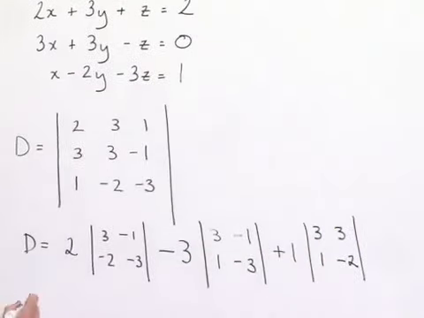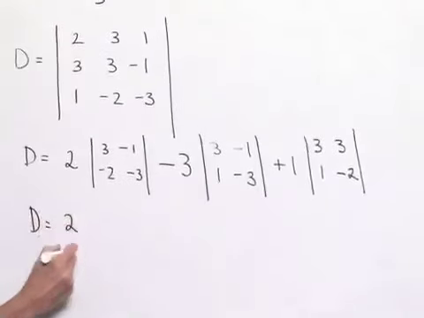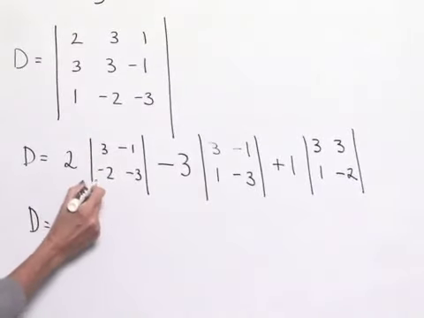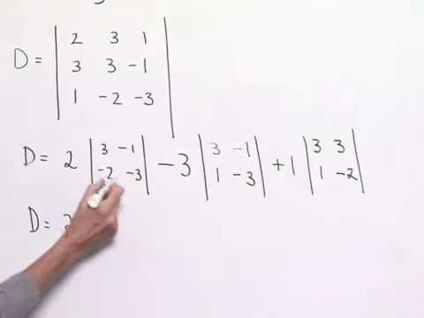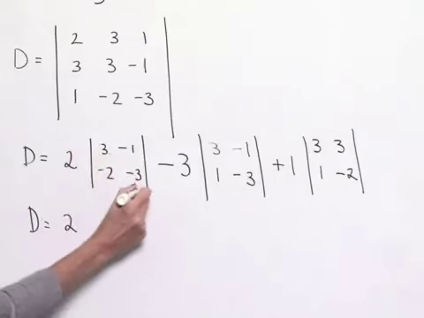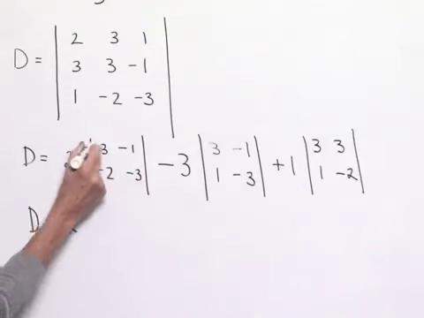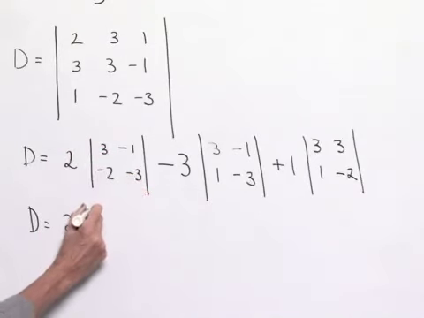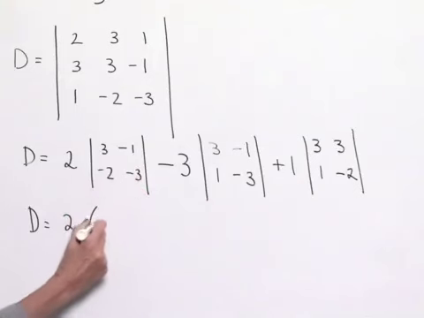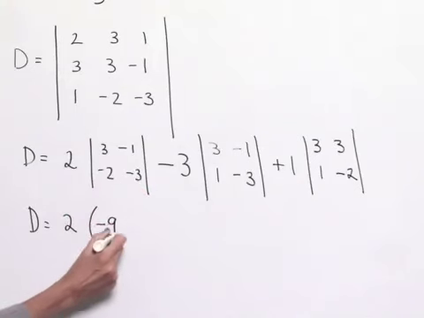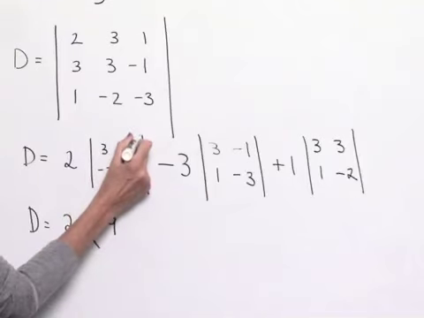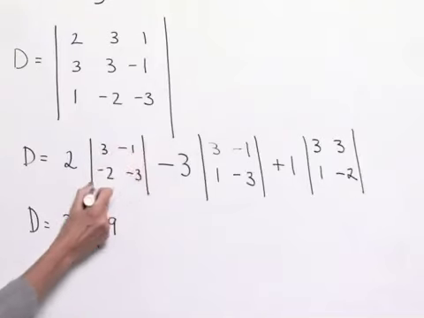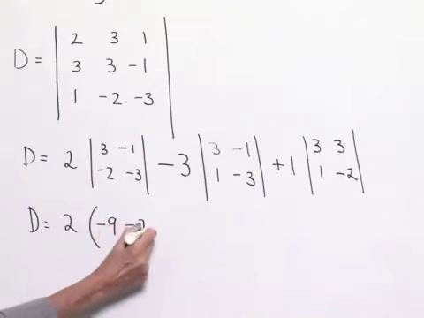Now let's continue evaluating. D will equal the value of 2 multiplied times the value of this 2 by 2 determinant. To evaluate the 2 by 2 determinant, recall that we're going to multiply across the diagonal that goes from the upper left to the lower right. So that product is going to give us a negative 9. And then minus the value from the diagonal that goes from the upper right to the lower left. So that product is going to give us a 2, so we're going to subtract 2.